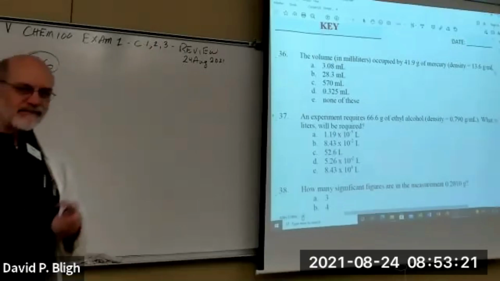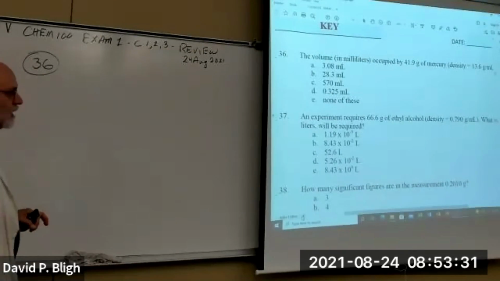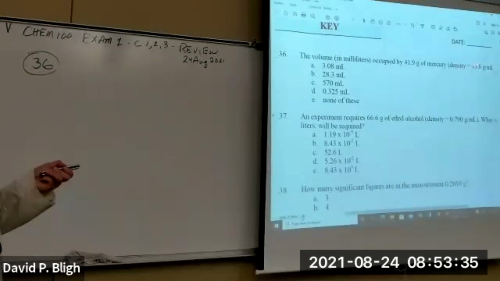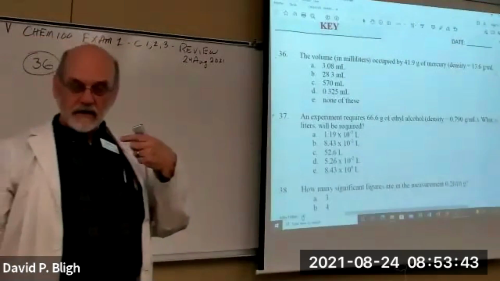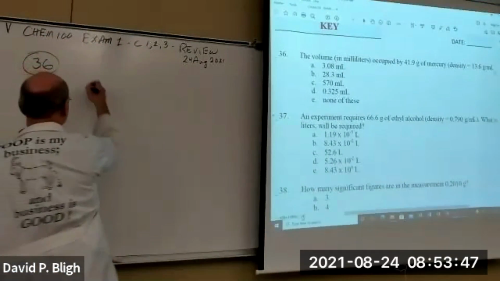The volume in milliliters occupied by 41.9 grams of mercury is what? So what are we dealing with here? Density. This is the mass of the mercury, and we're looking for volume. So the relationship here tells you the controlling formula, density.